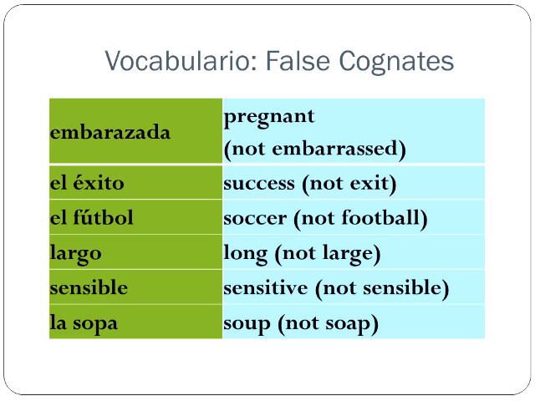Then we have el fútbol, and that's soccer. So we have to be very specific when we're talking about football. And I'll show you the actual meaning for that one. Largo is long, not large. Sensible is sensitive. Y la sopa is soup, not soap. So you actually have two sets here of false cognates. And then the other two that you're going to see, those are the actual words that you would get confused with the actual meaning.